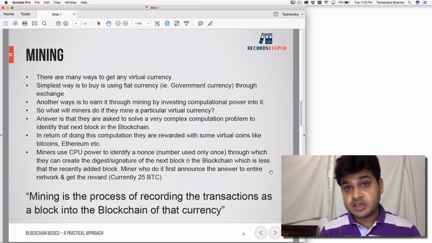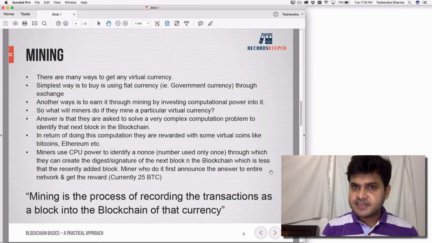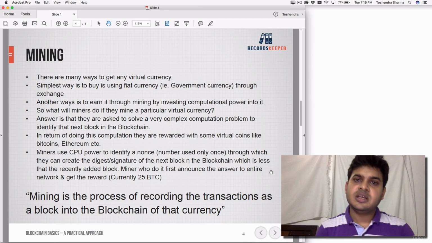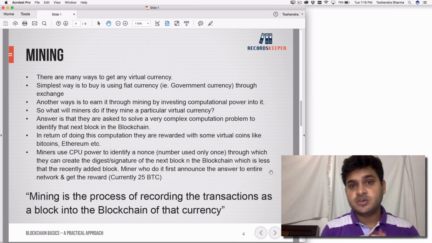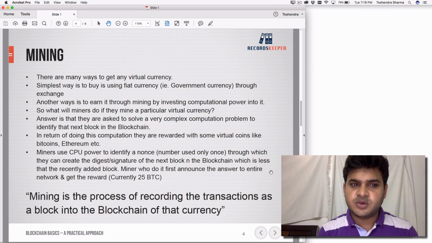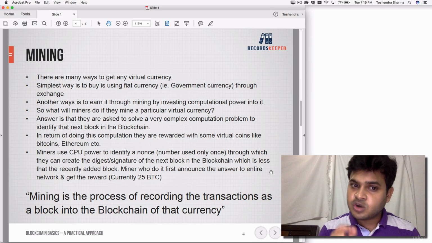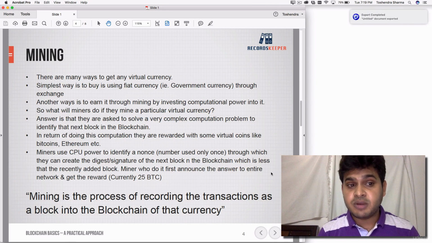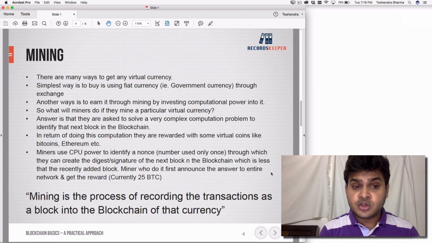Another way to get Bitcoins, or any virtual currency, is to earn it through mining, by investing your computational power into the blockchain or into the entire network, right? So what will miners do if they actually mine a particular virtual currency? Let's talk about Bitcoin. What exactly do they do? The answer is that they are asked to solve a very complex computational problem to identify that new block in the blockchain.